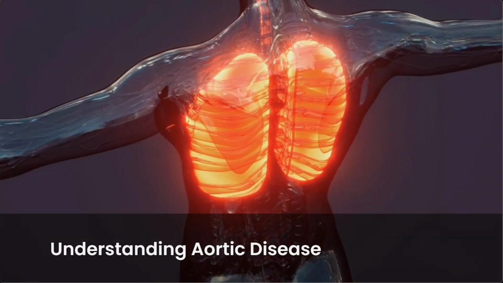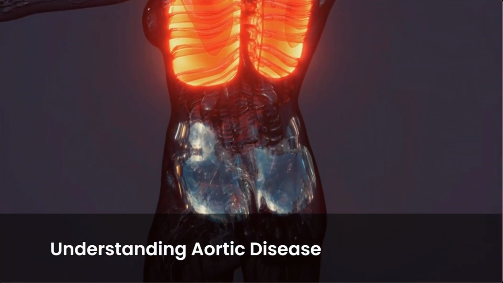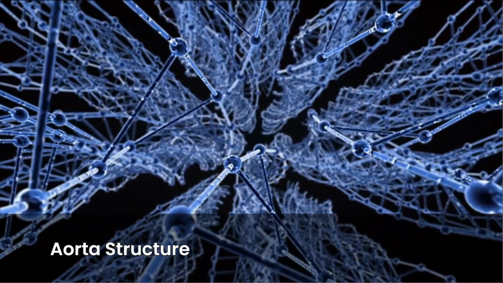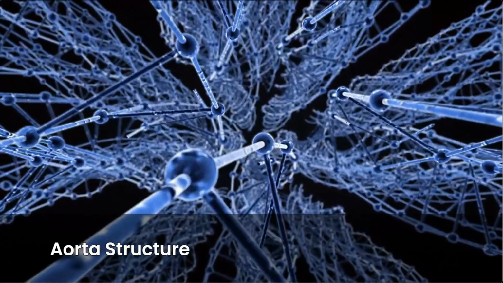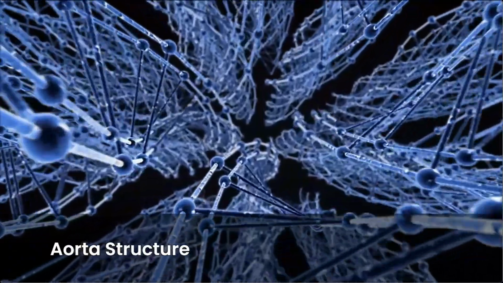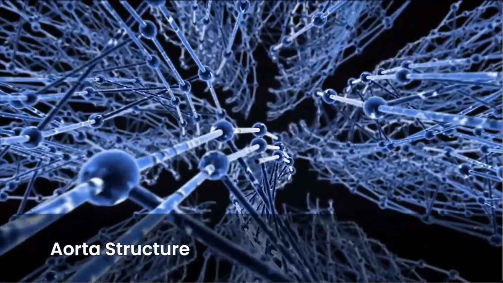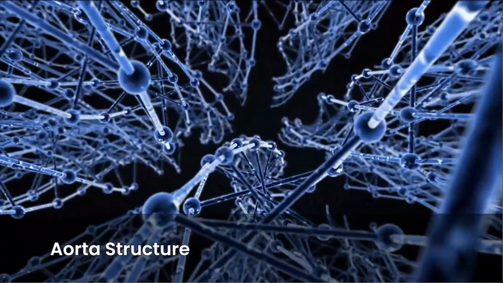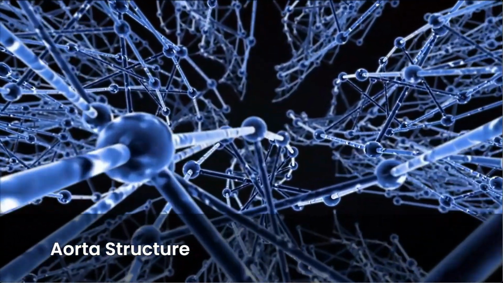What is aortic disease? Understanding the basics. To comprehend aortic diseases, it is essential to grasp the structure of the aorta itself. The aorta consists of three distinct layers: the inner layer, known as the intima, the middle layer, or media, and the outer layer called the adventitia. The integrity of these layers is crucial for its function.